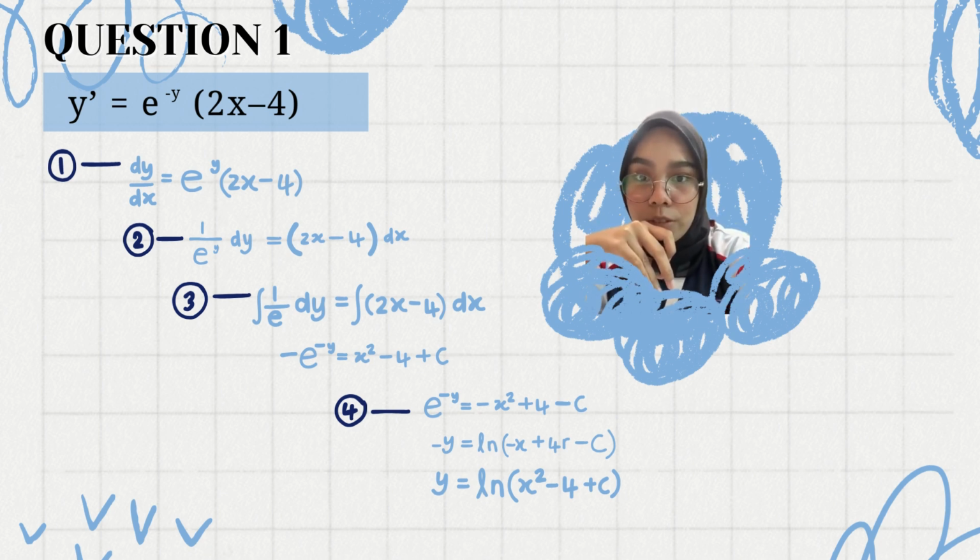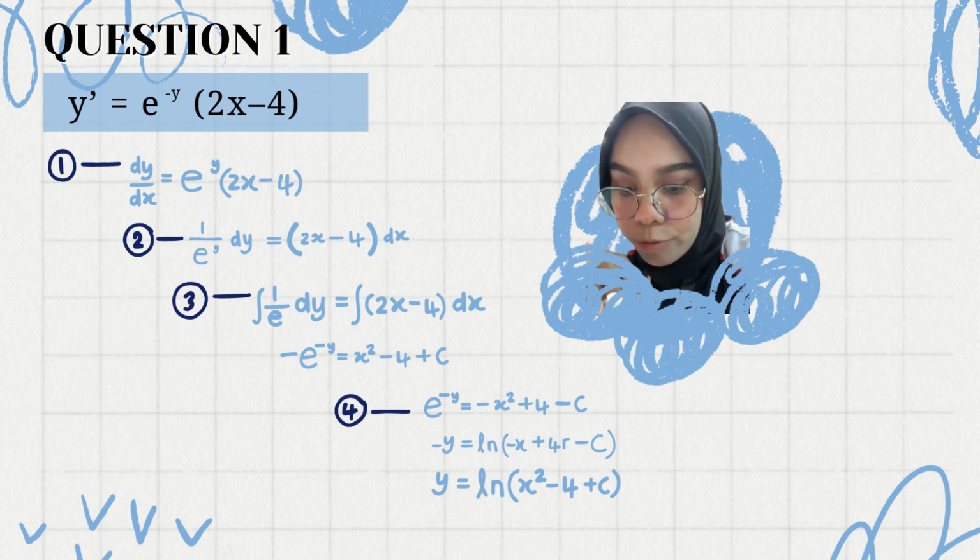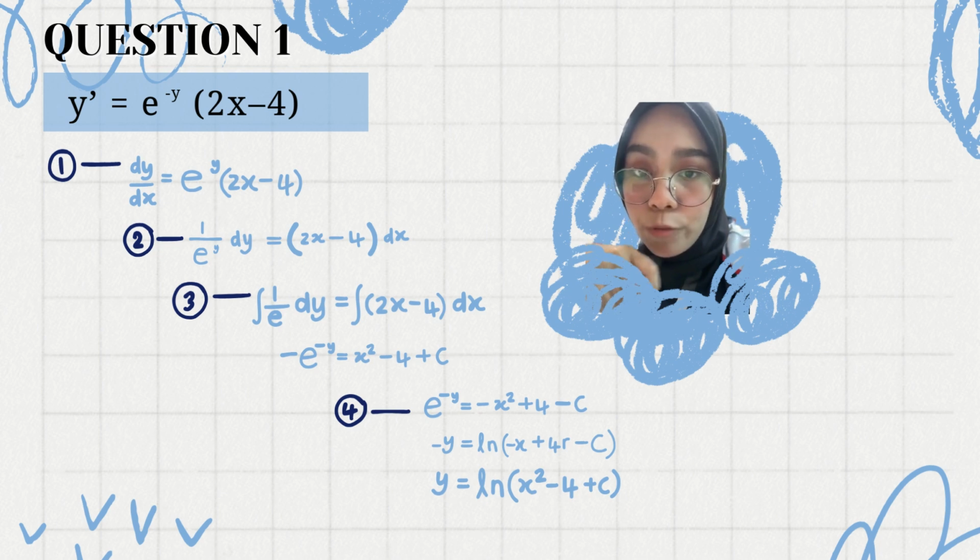Next, we will integrate both sides of the equation to remove derivatives. Start with the left side. Integrate 1 over e power of y dy. We can rewrite 1 over e power of y as e power of negative y, so the left side becomes integrate e power of negative y dy. The integral of e power of negative y with respect to y is negative e power of negative y.